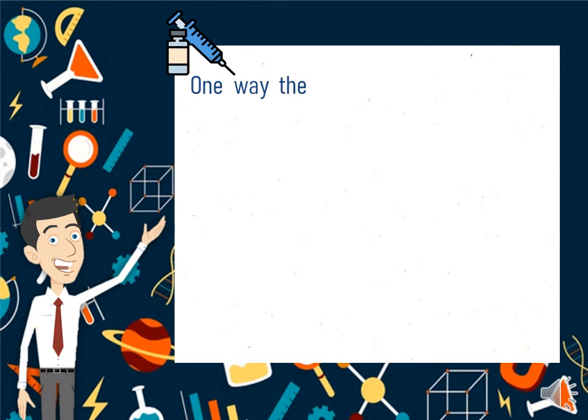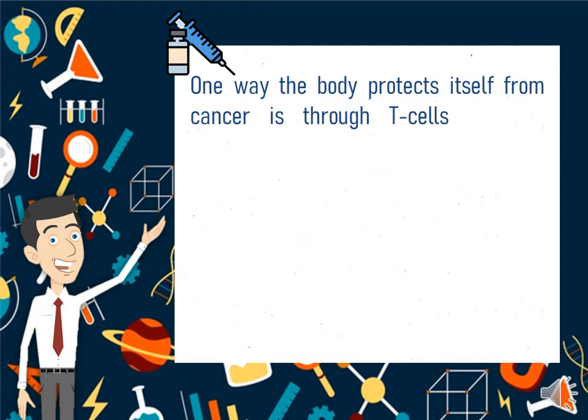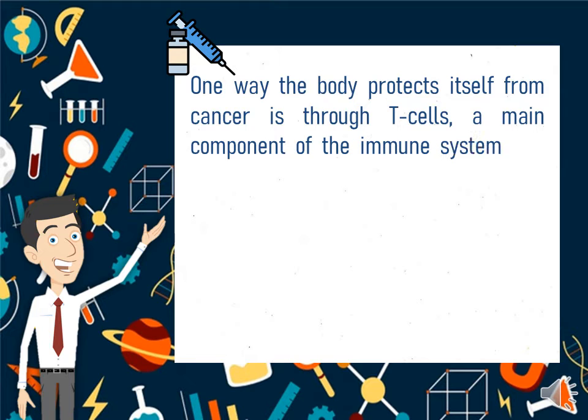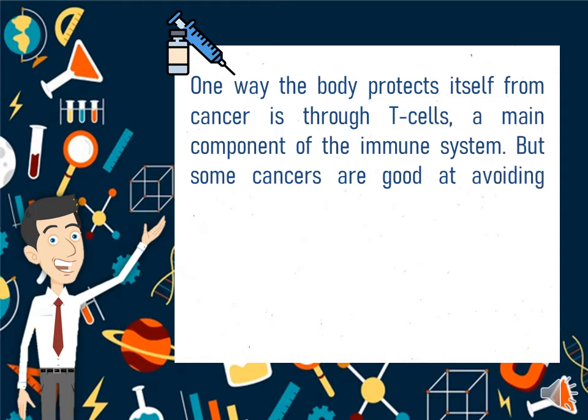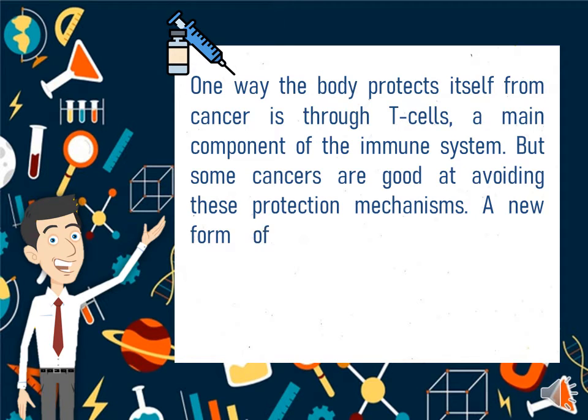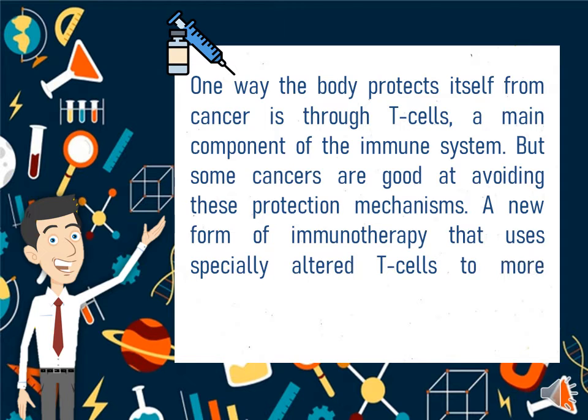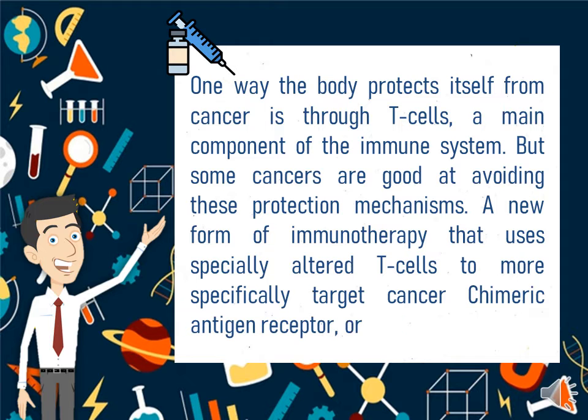One way the body protects itself from cancer is through T cells, a main component of the immune system. But some cancers are good at avoiding these protection mechanisms. A new form of immunotherapy that uses specially altered T cells to more specifically target cancer is called a chimeric antigen receptor, or CAR T cell therapy.